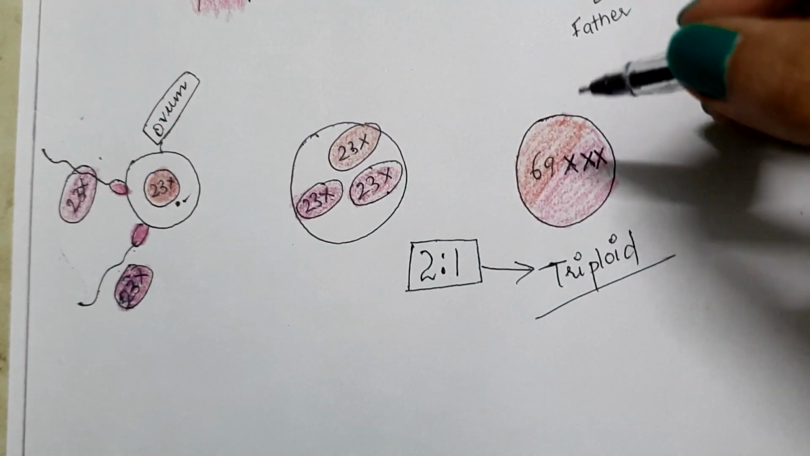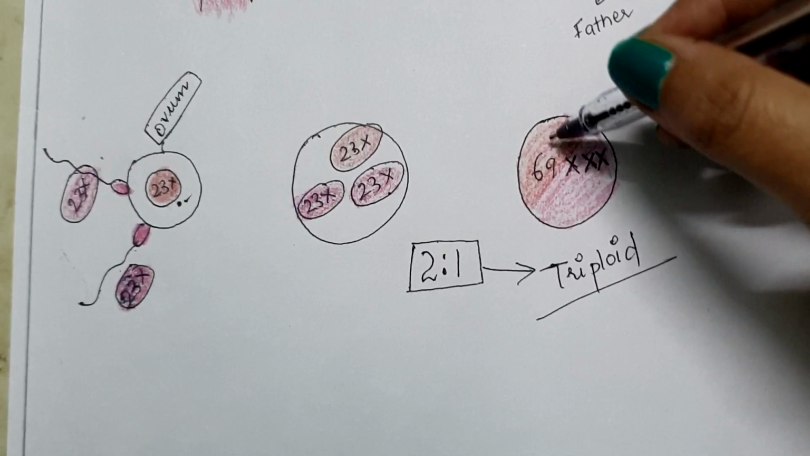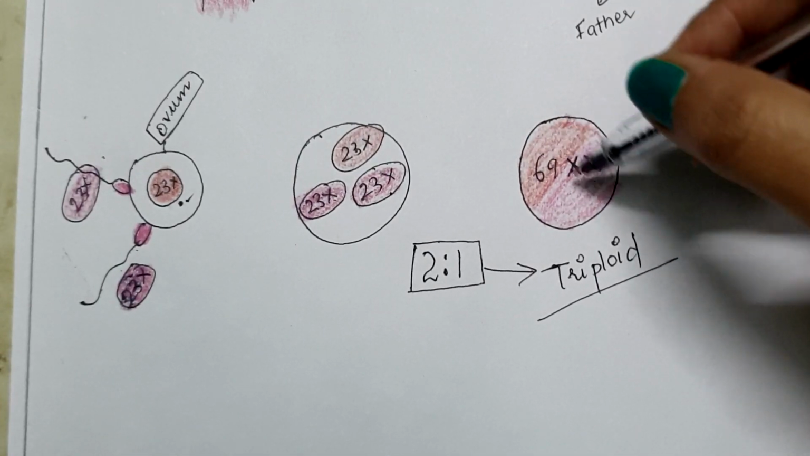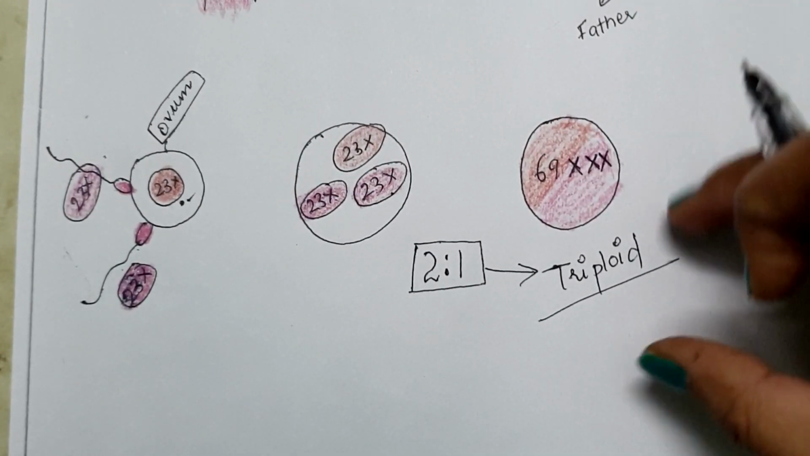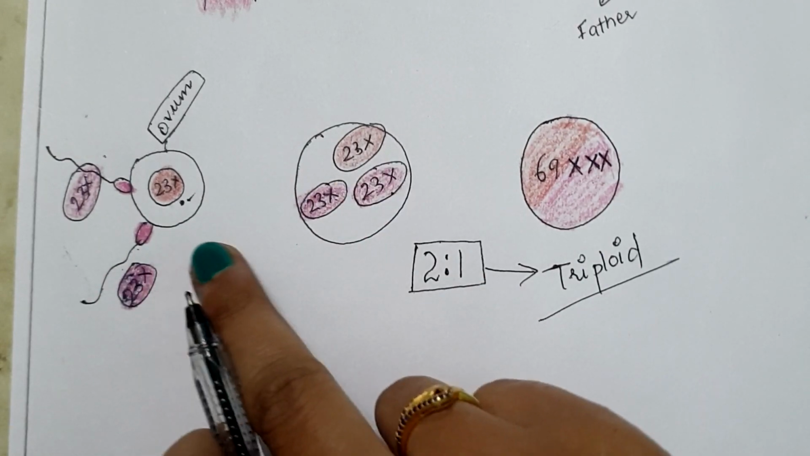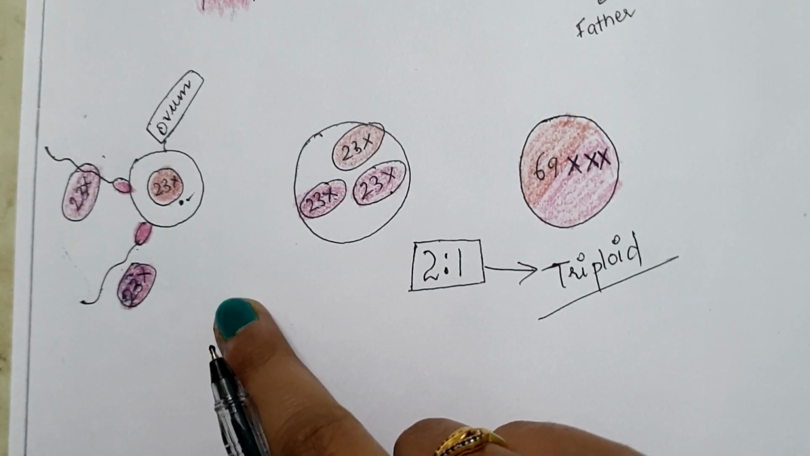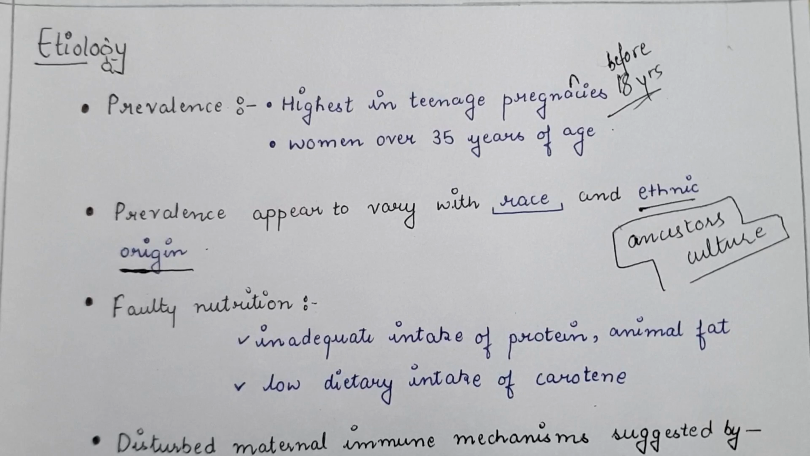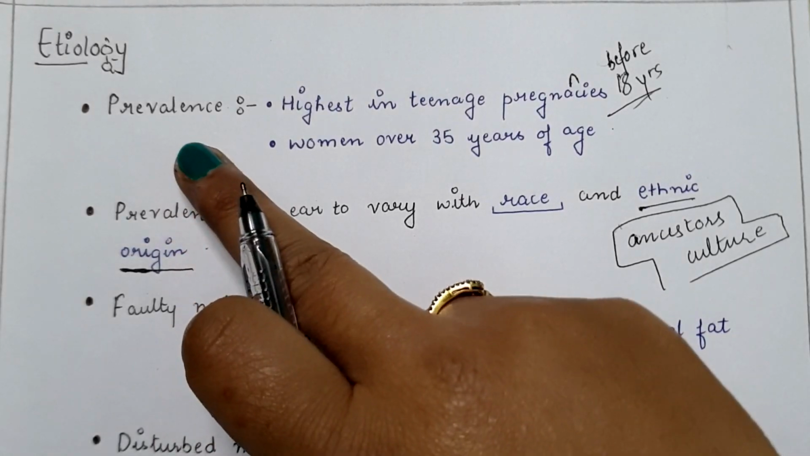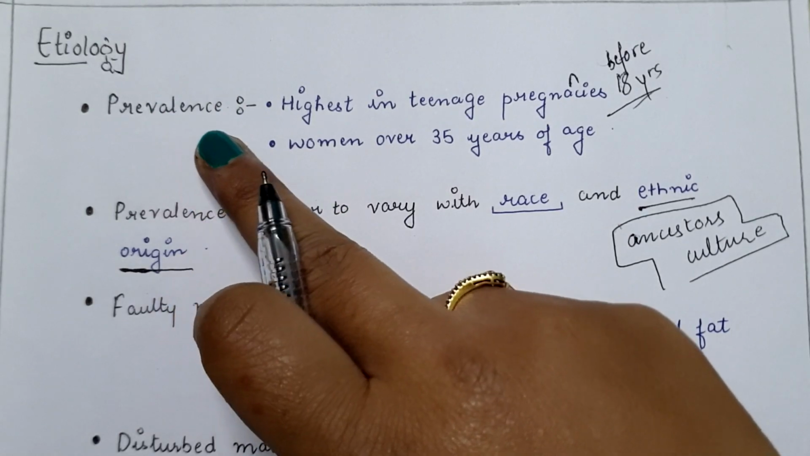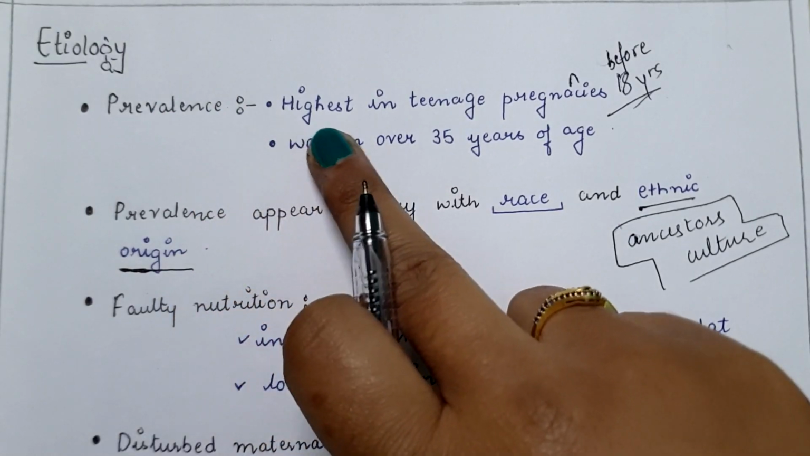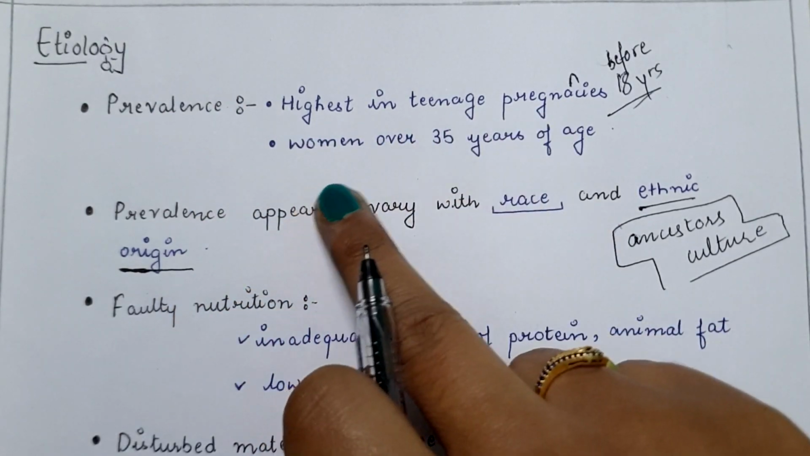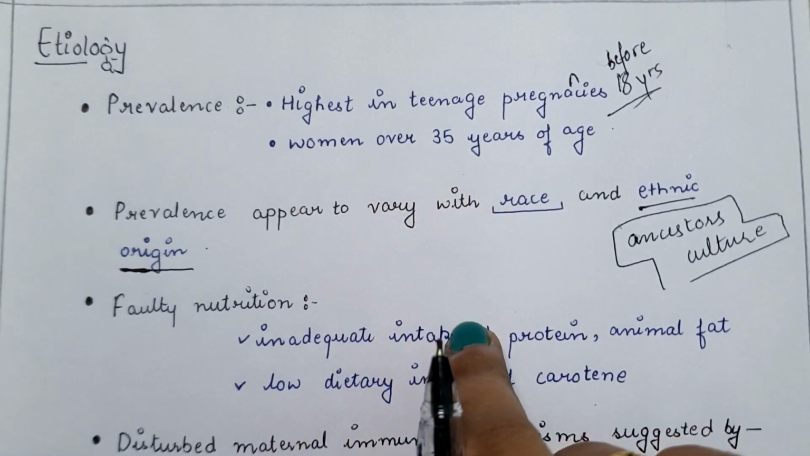And in this case, the genetic material from both the parents is present, but because of this abnormality in the fertilization, the incomplete hydatidiform moles are formed. Next is the etiology or the causes of hydatidiform mole. First one is prevalence, meaning the chances of having hydatidiform mole are highest in teenage pregnancies or women over 35 years of age.